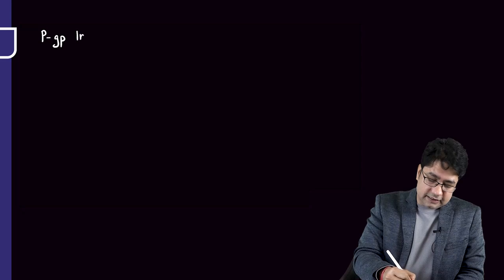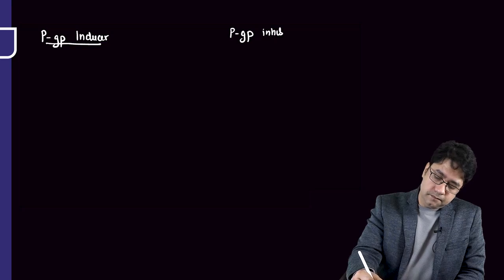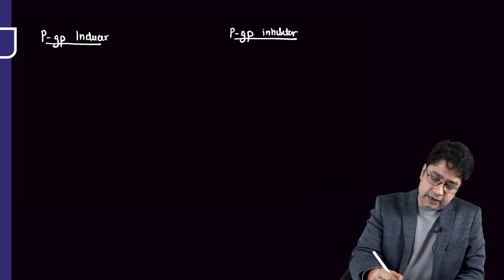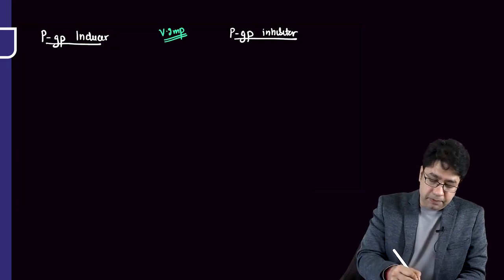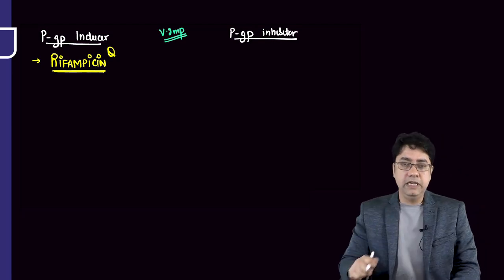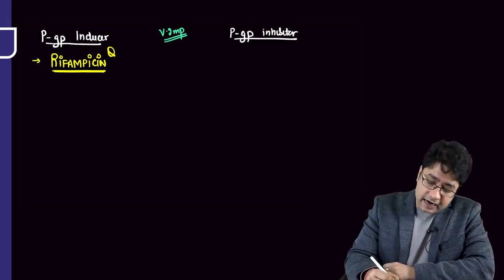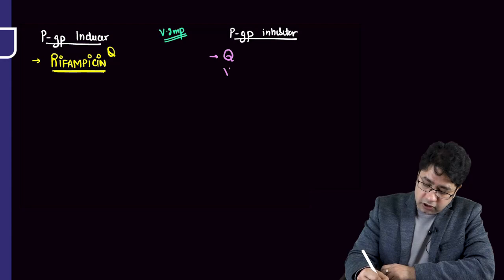So, which drugs act as P-glycoprotein inducer and P-glycoprotein inhibitor? And this list is very important. You will find many questions on this list. So the drug which is a P-glycoprotein inducer is an anti-TB drug, tuberculosis drug, rifampicin. Rifampicin is a P-glycoprotein inducer. It increases the activity of P-glycoprotein. And the drugs which are P-glycoprotein inhibitors, we can remember with the help of a mnemonic, quack.